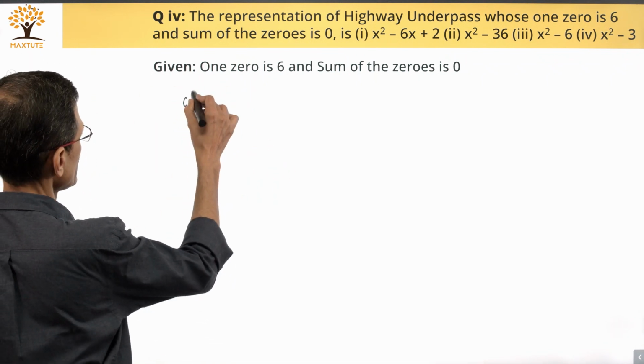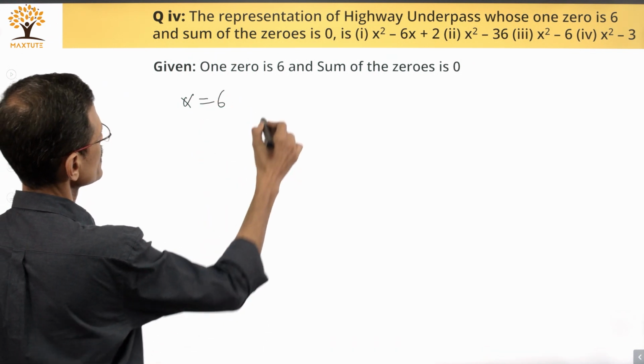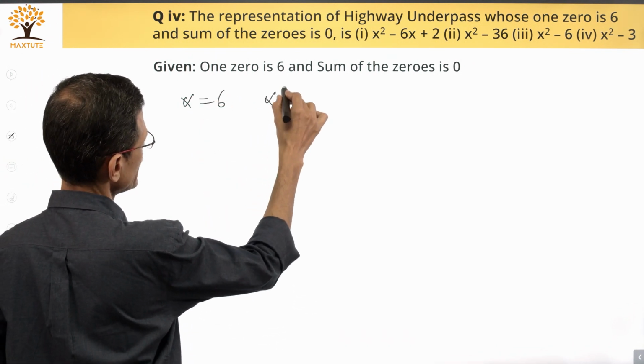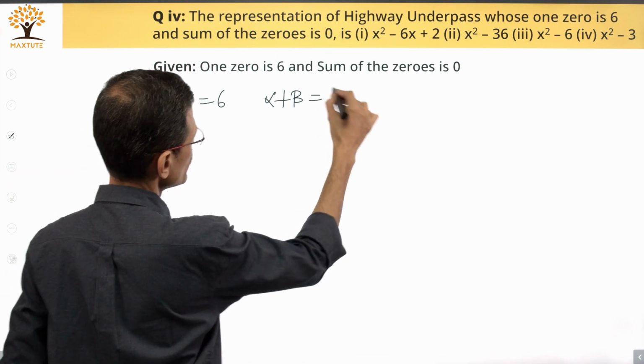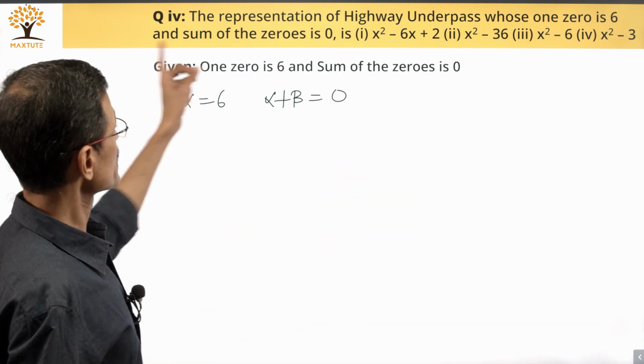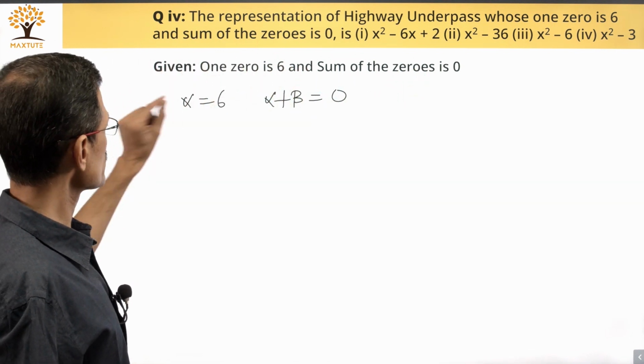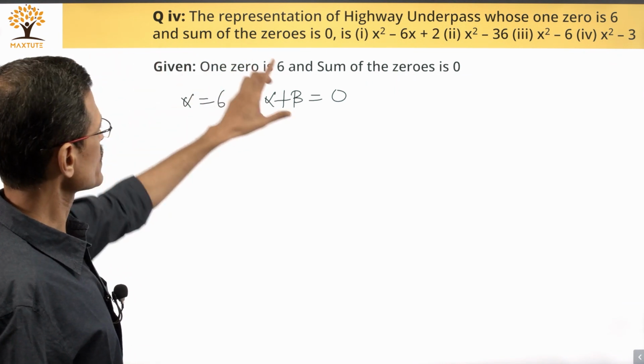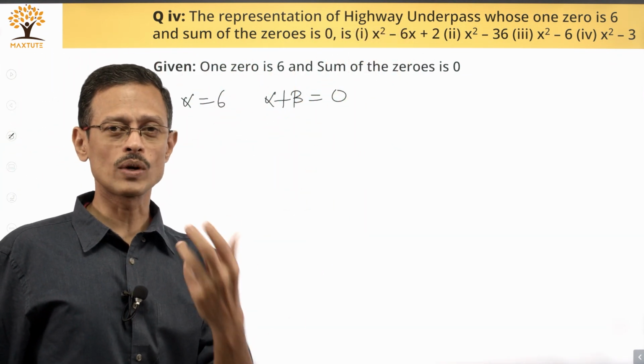Let's say one of the zeros alpha is equal to 6. The sum of the zeros, let's say the other zero is beta. So alpha plus beta is equal to 0, is what it says. The representation of the highway underpass, whose one zero is 6 and the sum of the zeros is 0, is what we need to find out: the quadratic expression.